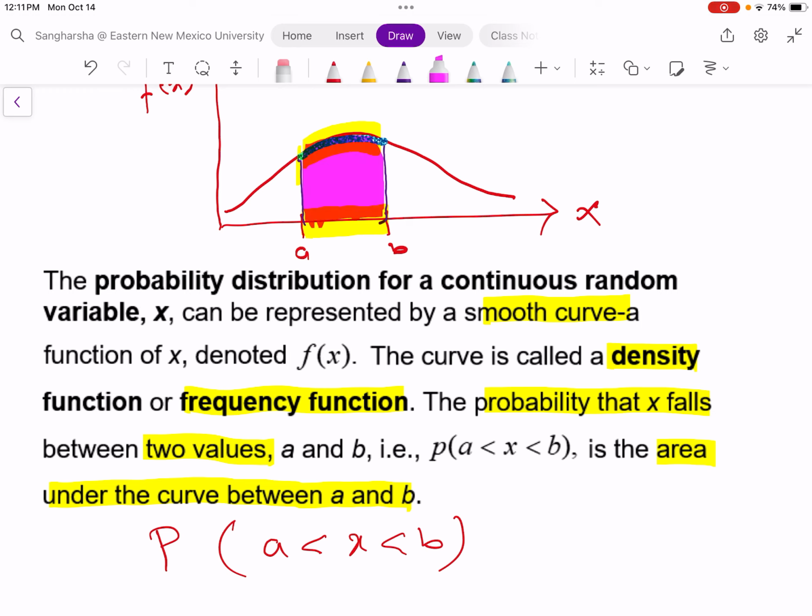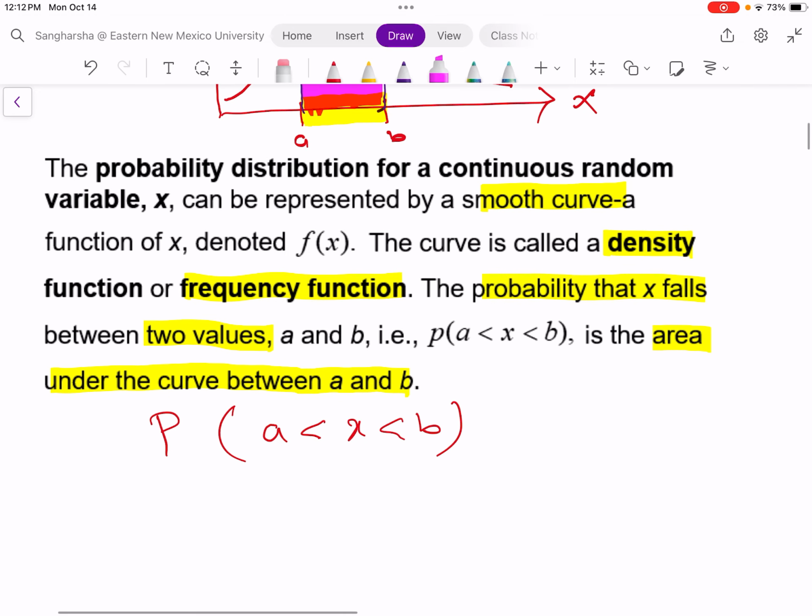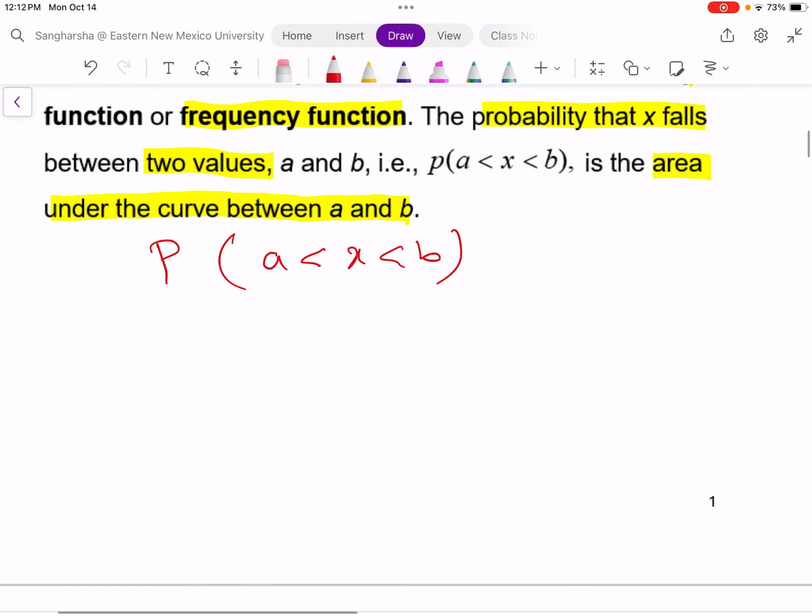So if you have a continuous random variable, you are always finding the area, and that area is the probability. If you have a discrete random variable, you are looking at the height of a histogram, the height of the vertical line, to find the probability. But if you have a continuous random variable, you are always finding the area under the curve to find the probability.